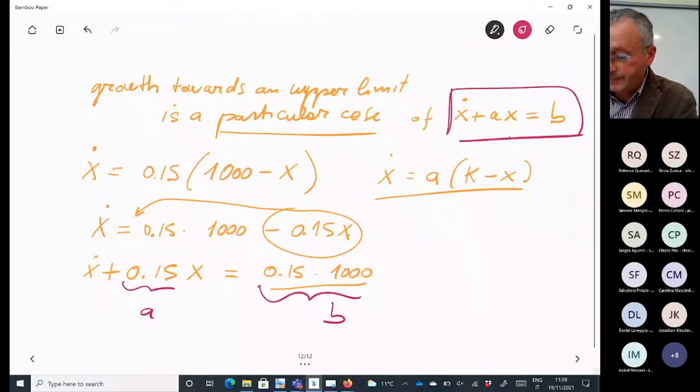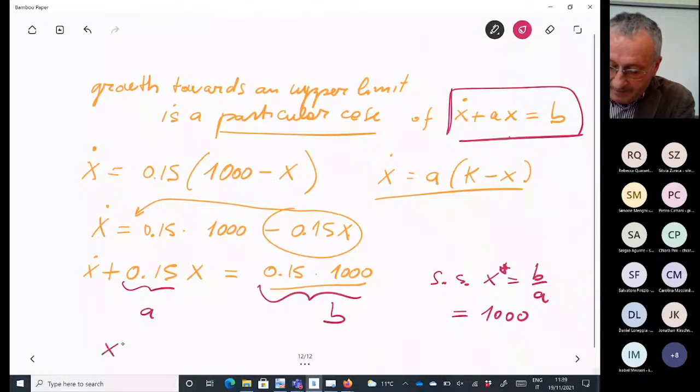So you can solve it also with the solution formula for the general model, okay? First, find the steady state. What is the steady state in this case? It is the carrying capacity, we know that already. But let me find the steady state by using the formula. The steady state x star is equal to b over a, so b is this, a is this, so it is equal to 1000. And the solution is just xt is equal to capital A, which is the multiplicative constant, times exponential of minus 0.15 t plus 1000.